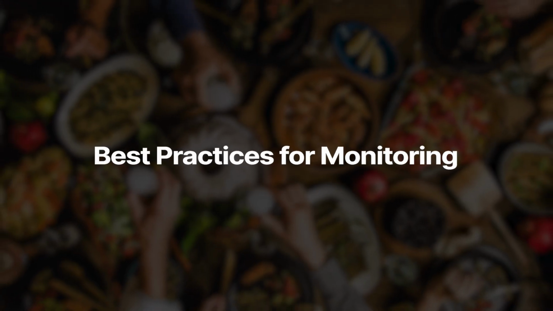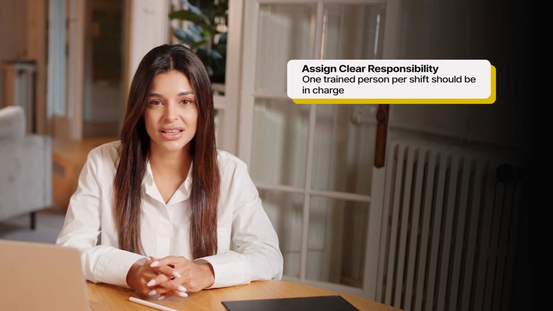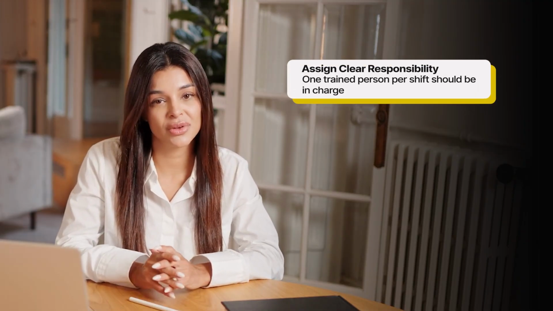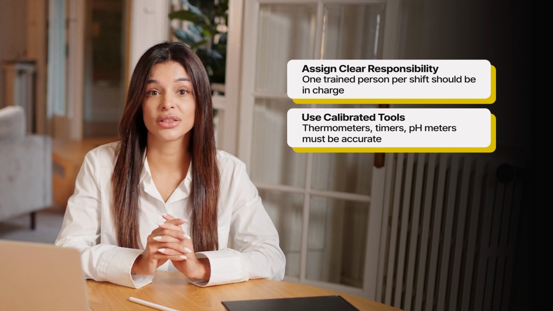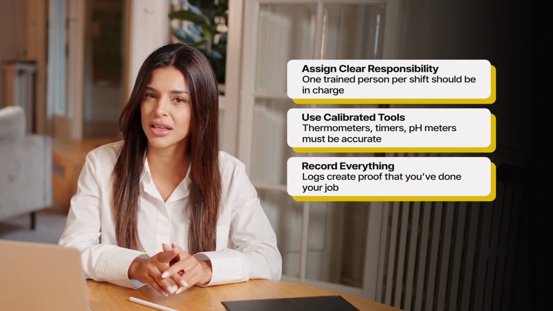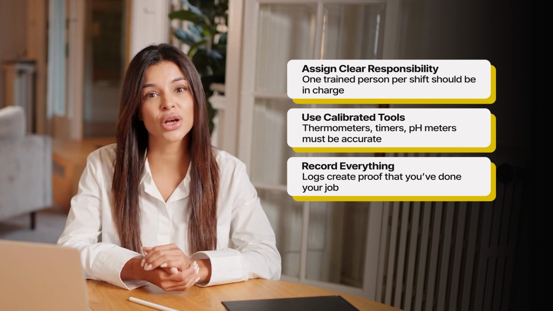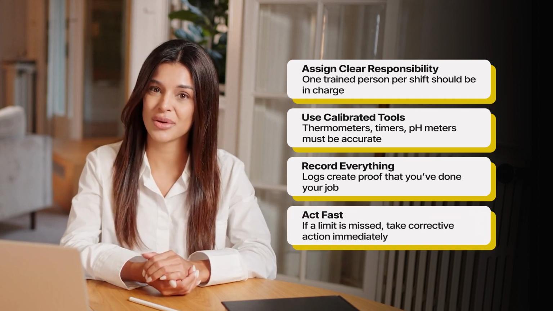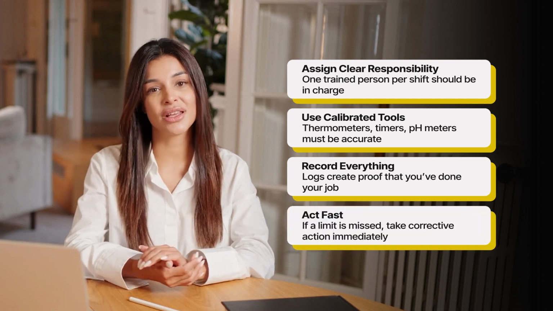Best practices for monitoring. Assign clear responsibility: 1 trained person per shift should be in charge. Use calibrated tools. Thermometers, timers, and pH meters must be accurate. Record everything. Logs create proof that you've done your job. Act fast. If a limit is missed, take corrective action immediately.